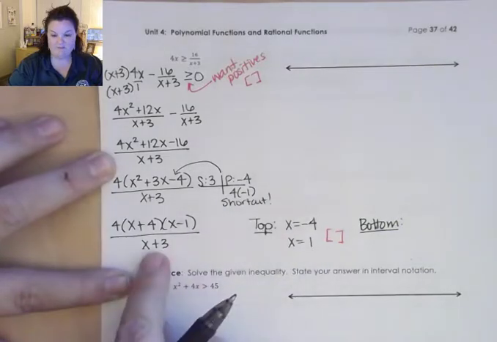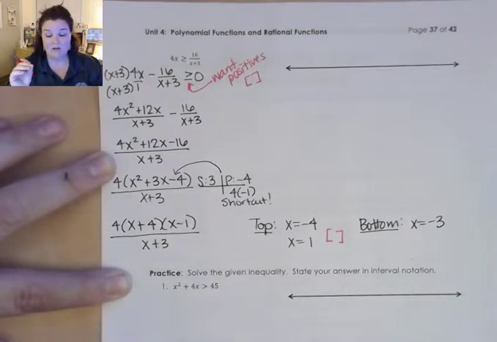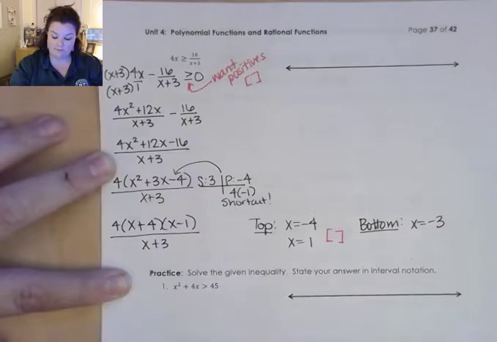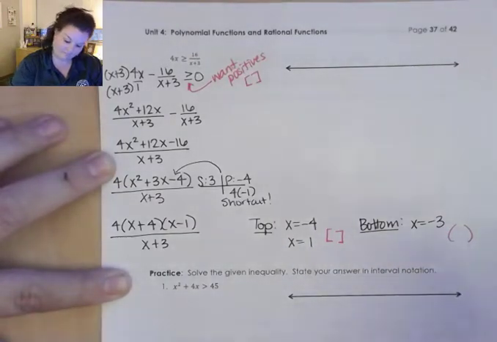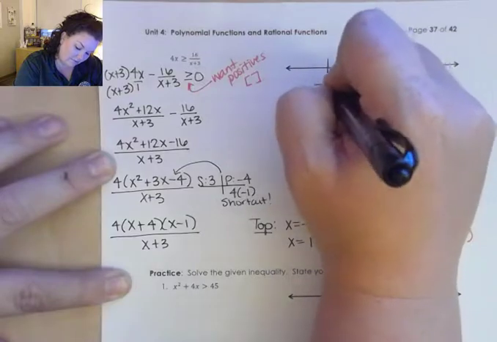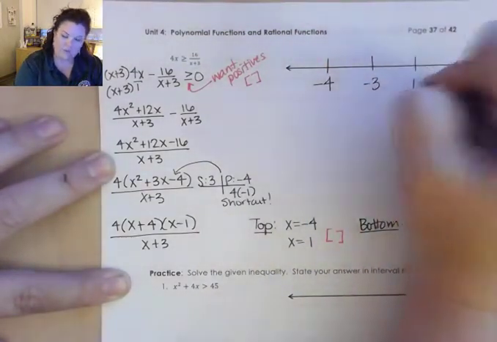On the bottom, I just have the factor x plus 3. If I set that equal to 0 and solve, I get x equals negative 3. Because it came from the denominator, and we can never allow numbers that cause the denominator to be 0, we have to use parentheses on this one to show it's not included. So these are my 3 zeros that I need to put on my graph. The smallest one is negative 4, and then negative 3, and then 1.